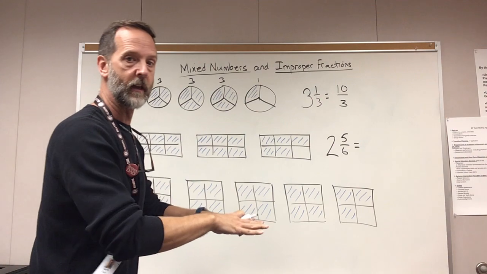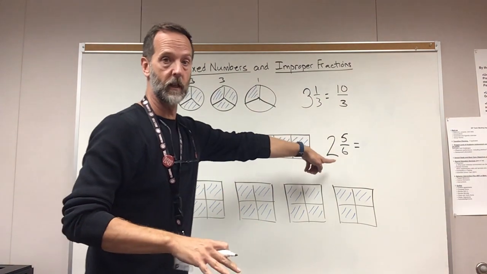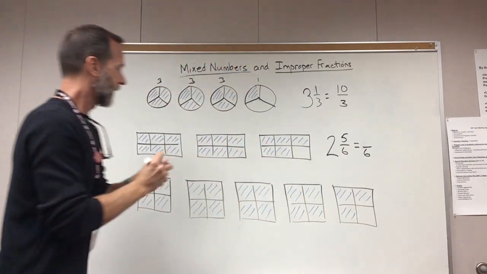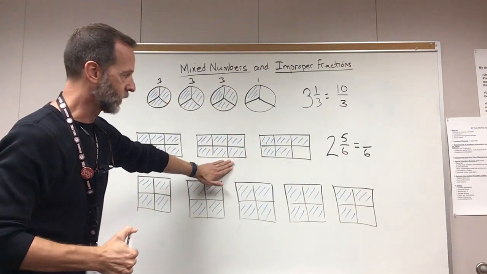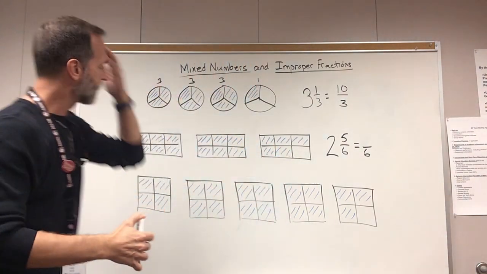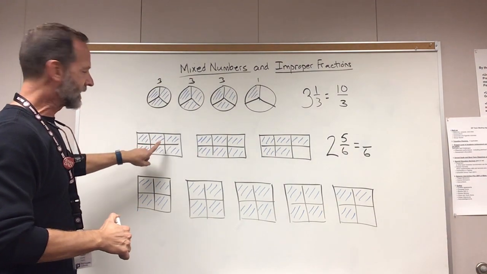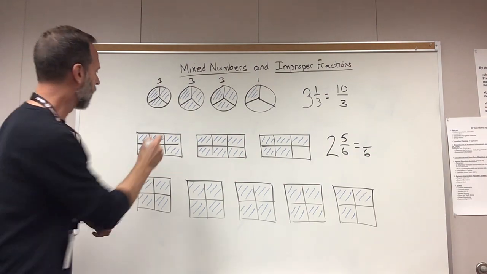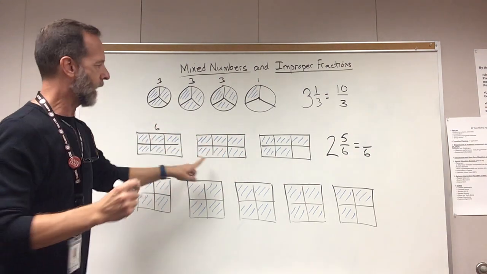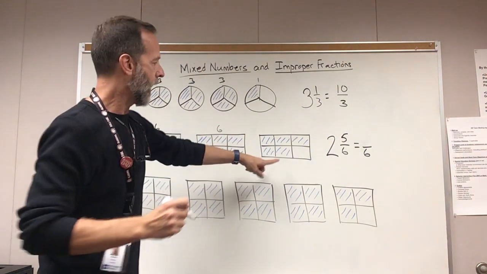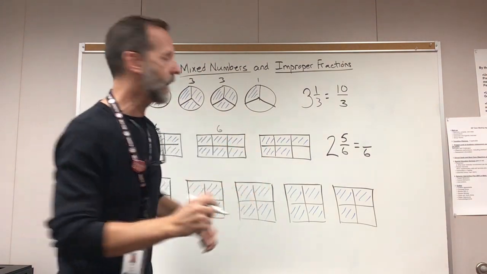Now, let's do the improper fraction. What will the denominator be? Same as it was in the mixed number, right? Denominator is still going to be 6. Because this is in sixths, so is that, right? Okay. So, how many sixths do I have shaded here? I have all of them. There's 6 there. How many sixths are shaded here? All of them. 6 there. How many are shaded here?